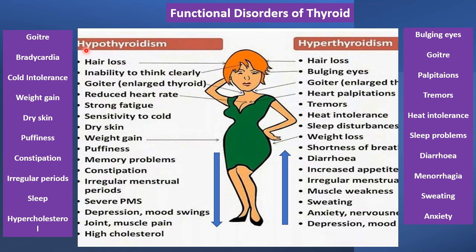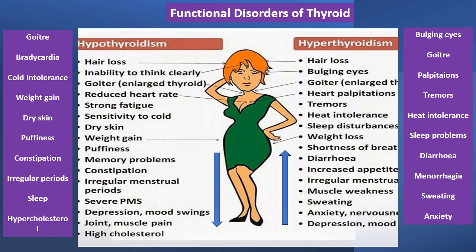On the other hand, in hypothyroidism, there's a decreased function; all the functions of the body become depressed, decreased. Okay, so there's goiter, bradycardia, cold intolerance. Here in hyper it is heat intolerance, and here in hypo it is cold intolerance, weight gain, dry skin, puffiness, constipation, irregular periods, sleep problems, and hypercholesterolemia. So these are the two groups of symptoms that you must go through with the patient. When there's an increase, it is hyperthyroidism. When these symptoms are decreased, then you get hypothyroidism.